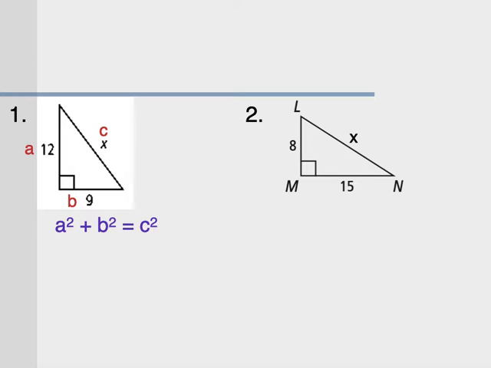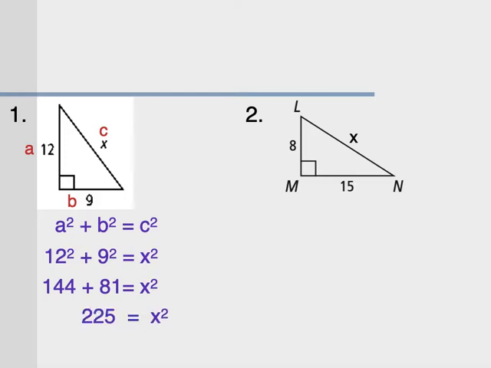So let's replace a with 12, b with 9, and c with x. Now our Pythagorean theorem equation looks like this. Now, you remember PEMDAS, order of operations? You have to do exponents before you do adding. So let's do all the squaring. 12 squared is 144, and 9 squared is 81. Add those like terms.